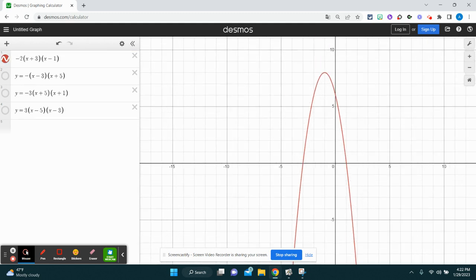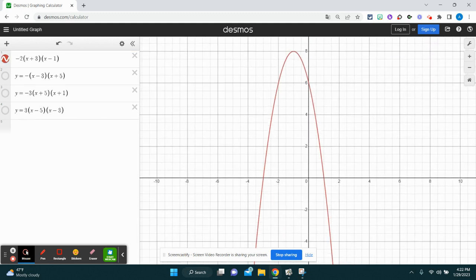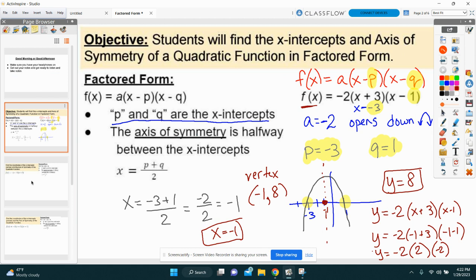If you zoom out, you'll see our x-intercepts, if you click on it, were negative 3, which is what we got, and 1, which is what we got. And the axis of symmetry is the line that cuts it in half right here at negative 1. That's the halfway point. And as you see, we got the vertex, which was negative 1, 8. So that's how you use factored form to find the x-intercepts, the axis of symmetry, and you could even find the vertex. So let's go ahead and try a few problems.